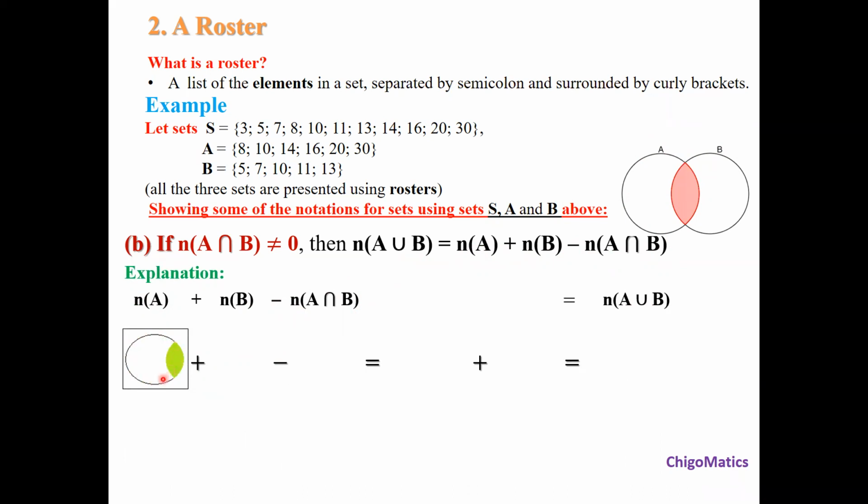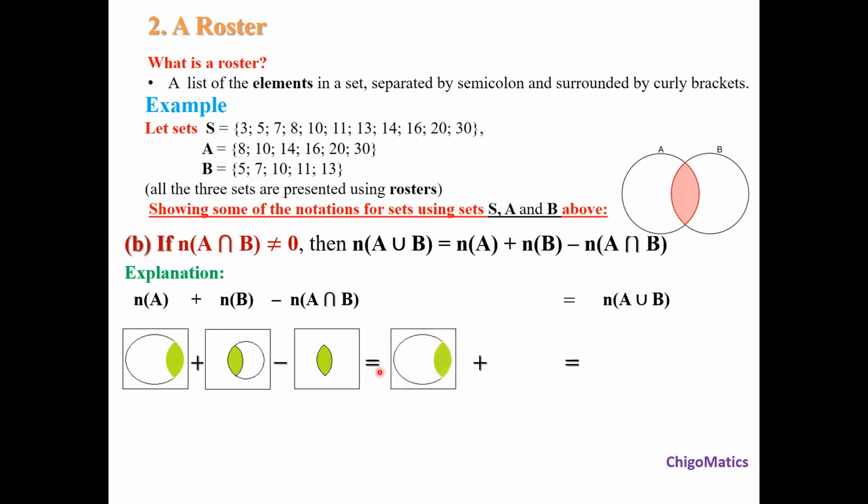I've included the number of elements on the intersection, the green part, right? Then for B, I've done the same thing again. I've included the number of elements on the intersection, meaning I've added the intersection twice. So to avoid this, I have to subtract one of the intersections. This is why we end up saying minus the number of elements on the intersection: it is added here, and it is also added here. So let us remove that second addition.